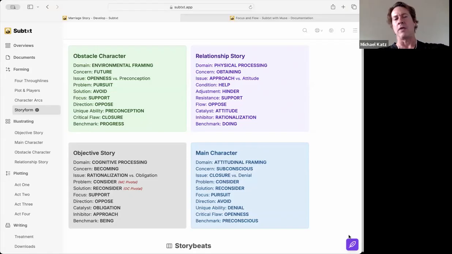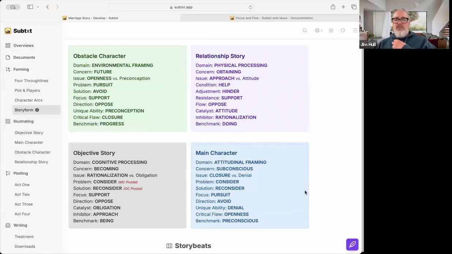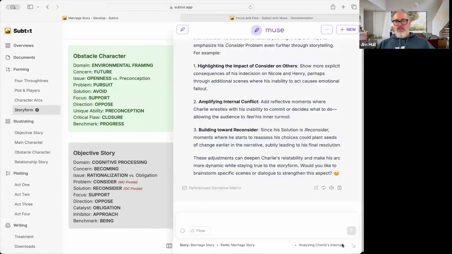Is it beneficial to do it on a particular page? Like if you're asking about the main character, should we go under illustrating main character and then go through Muse, or does it make a difference? It doesn't. Not at all.